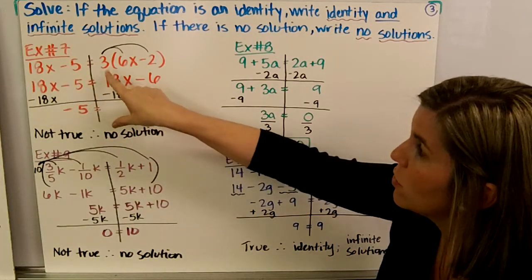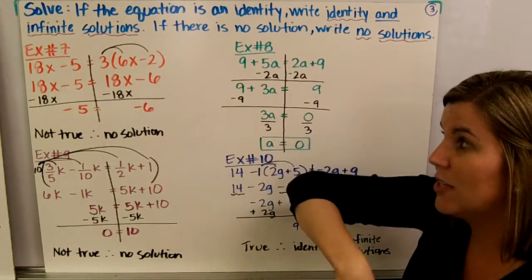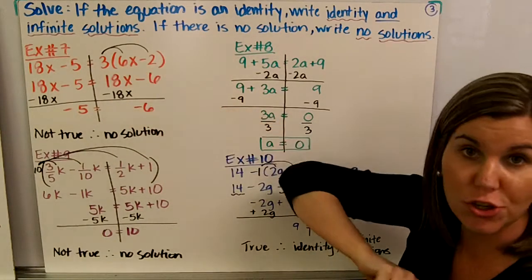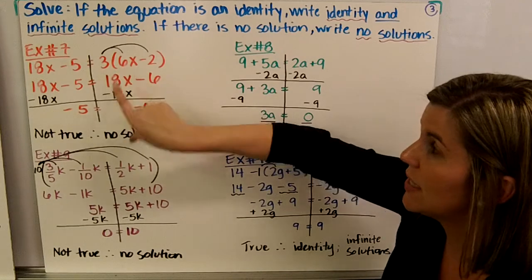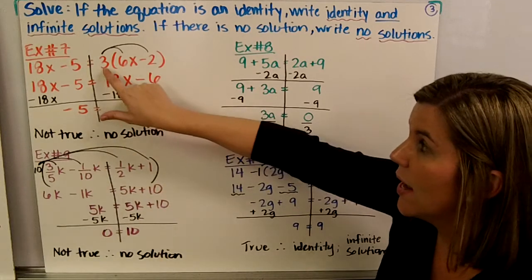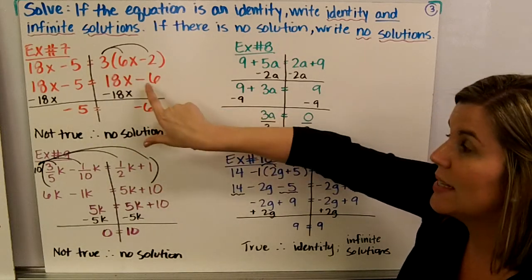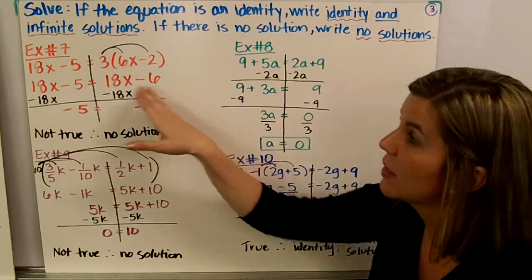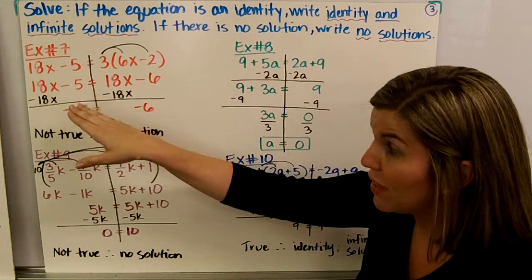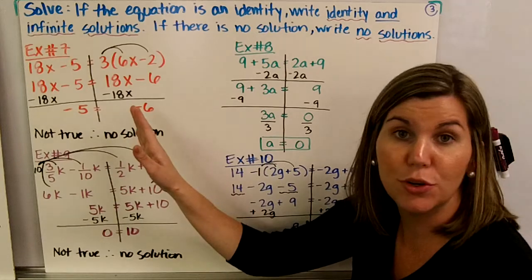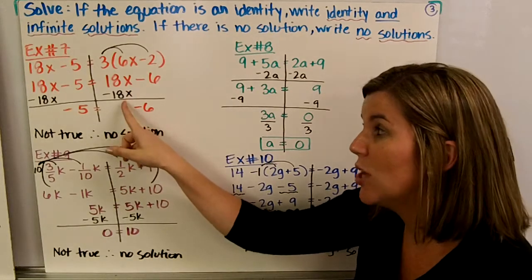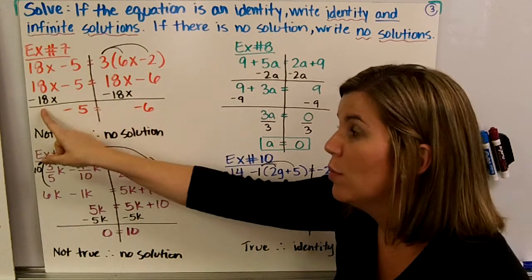Example number 7. 18x minus 5 equals 3 times the quantity 6x minus 2. So I see I need to distribute here. So 3 times 6x is 18x, and 3 times a negative 2 is negative 6. Now I have variables on both sides, so I need to move my variables all to one side. I'm subtracting 18x from both sides.